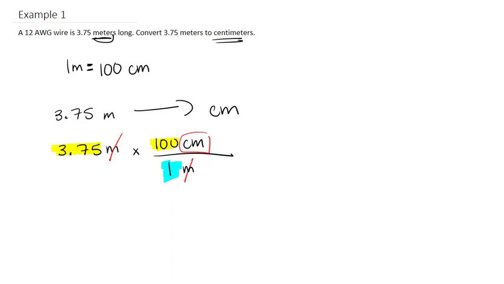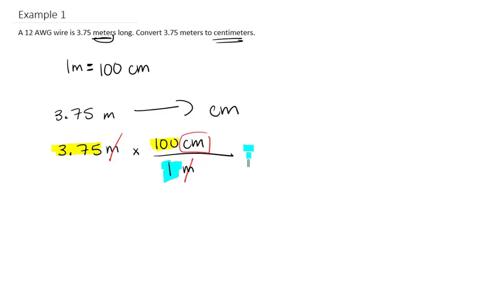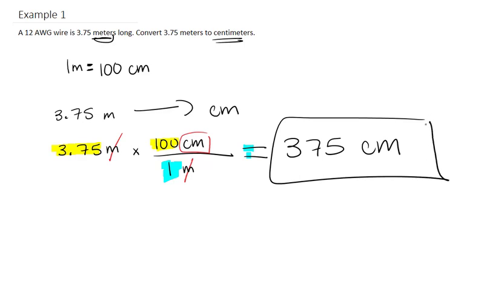So let's get our calculators out. So 3.75 times 100, which is equal to 375. Because if we divide it by 1, it would just be 375, and now it's centimeters. So that would be our solution. Now let's do another example.